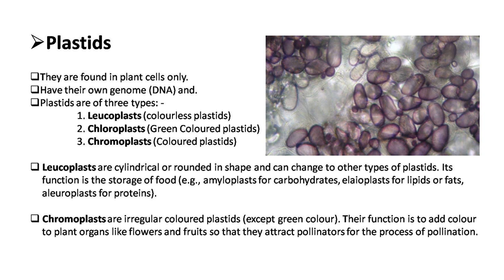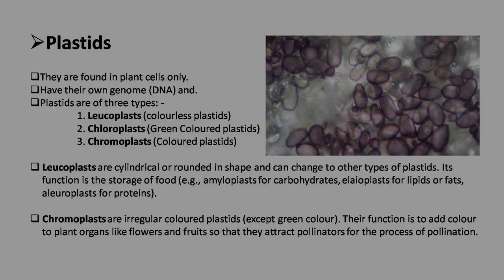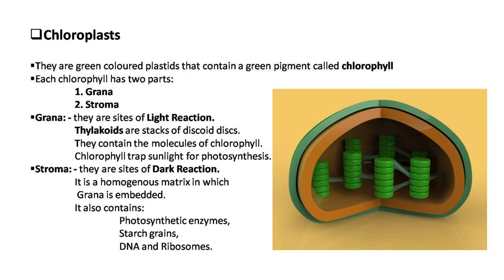Chromoplasts are irregular colored plastids, except the green color. Their function is to add color to plant organs like flowers and fruits so that they attract pollinators for the process of pollination. Now we talk about chloroplasts. They are green colored plastids that contain a green pigment called chlorophyll.